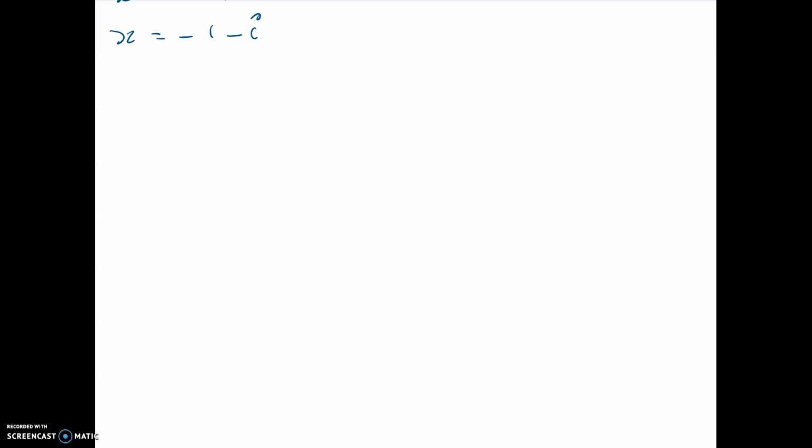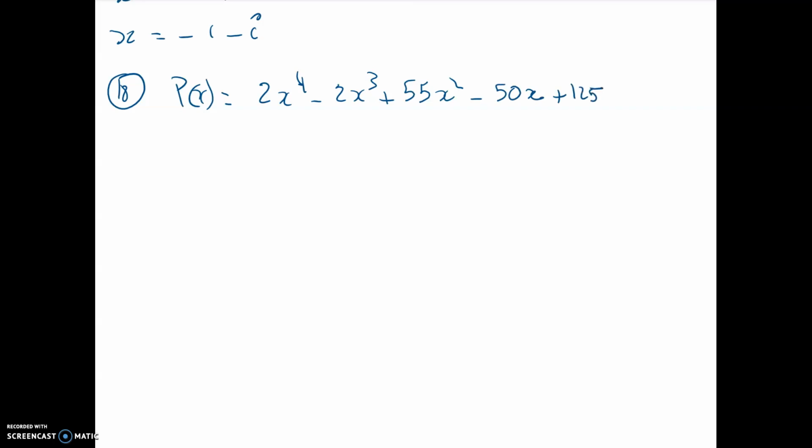All right, on this problem number 18, what do we have? We have a polynomial p of x. This polynomial p of x equals 2x to the fourth minus 2x cubed plus 55x squared minus 50x plus 125. So they are telling you that x equals negative 5i is a 0.